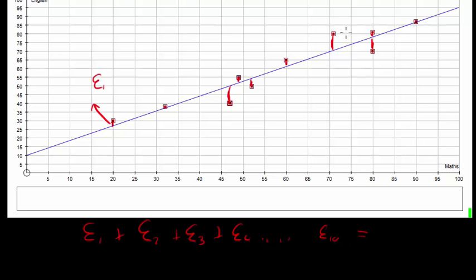Actually, if they're all minimized, then I should end up, hopefully, with them all cancelling each other out. But I want to make sure they're as small as possible, because they're never going to cancel each other out, because I've got this line of best fit in the middle. So what I'm going to do is square each of them. And so actually what I'm trying to do is find out when this value here isn't necessarily equal to anything, but when it is as minimum as possible.